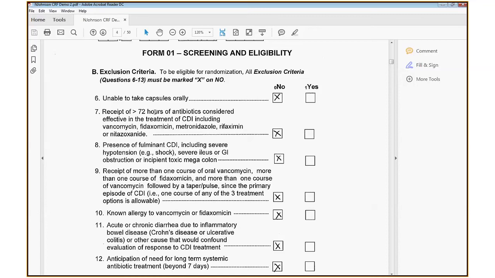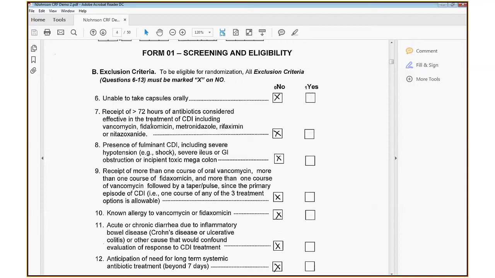Just to go back for this first one, receipt of 72 hours of antibiotics effective for the treatment of CDI. It's always an advantage to make sure that you're trying to approach the patients as soon as possible. The 72 hours gives a window, so if they are discovered on a Friday night or on the weekend, you will still have a chance to see them.